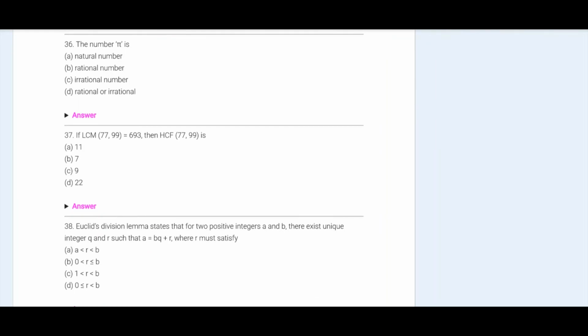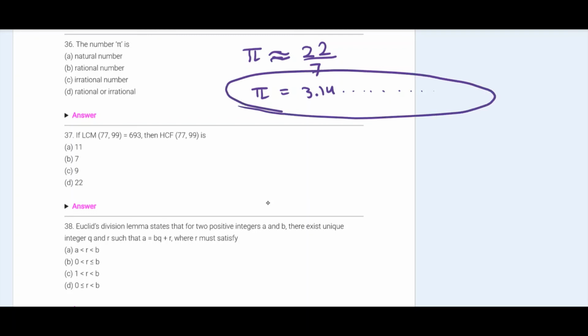Next is 36th one. The number pi is... So pi equals 22 by 7, but this is just an approximation actually. It's not the exact value. The value of pi is 3.14 and it goes on never ending. It goes to billions, trillions of digits. So it's some kind of nonsensical number. It doesn't make any sense for us. So it's an irrational number. Option C.